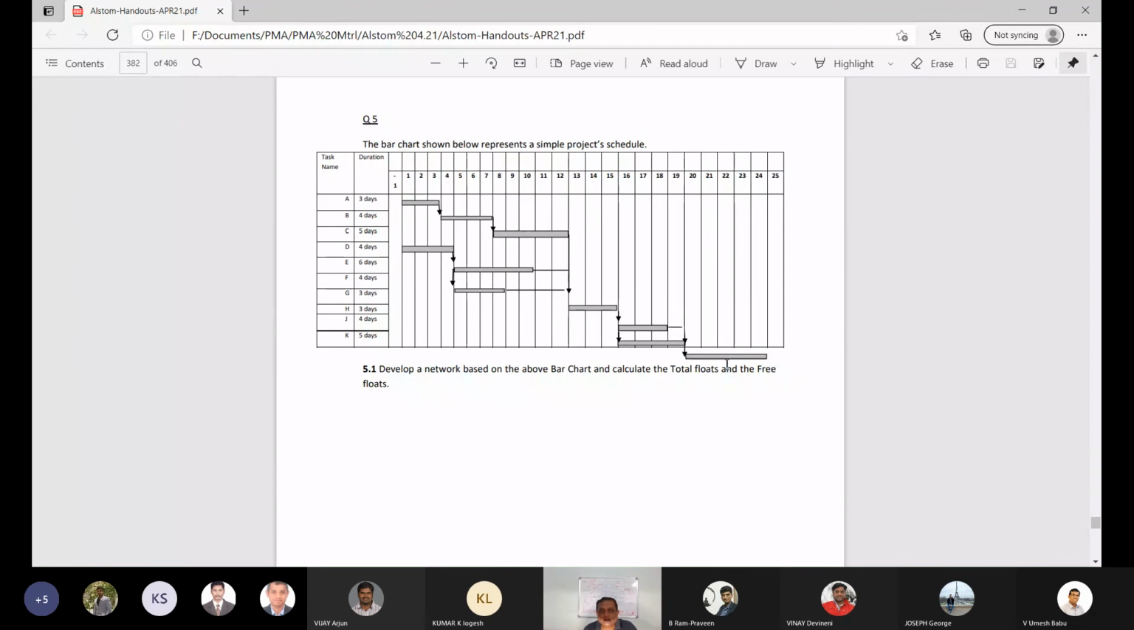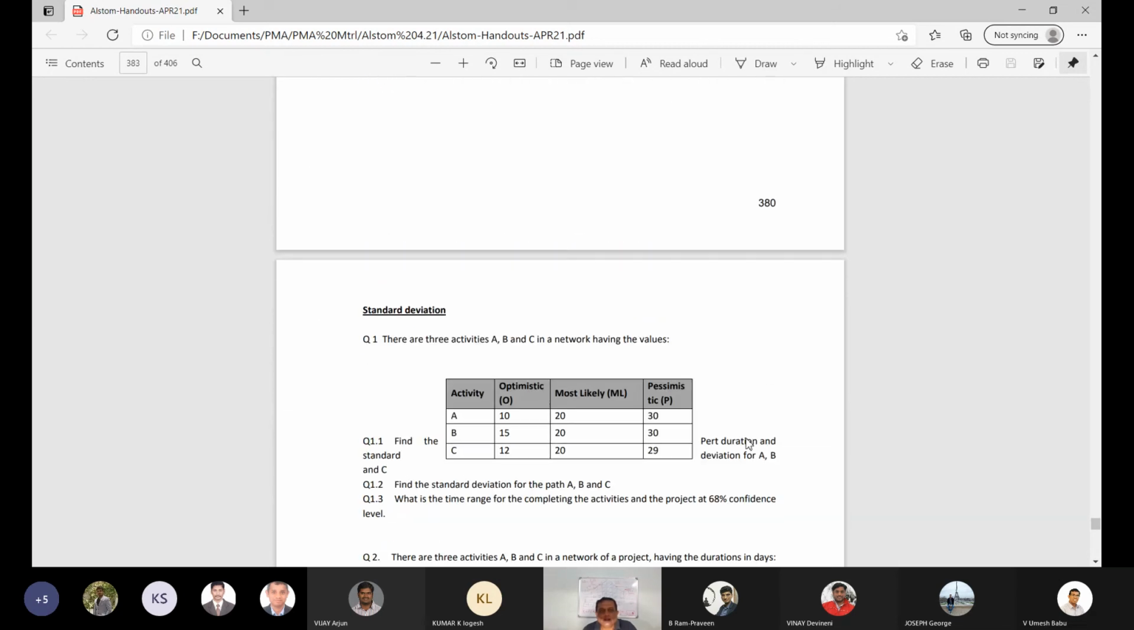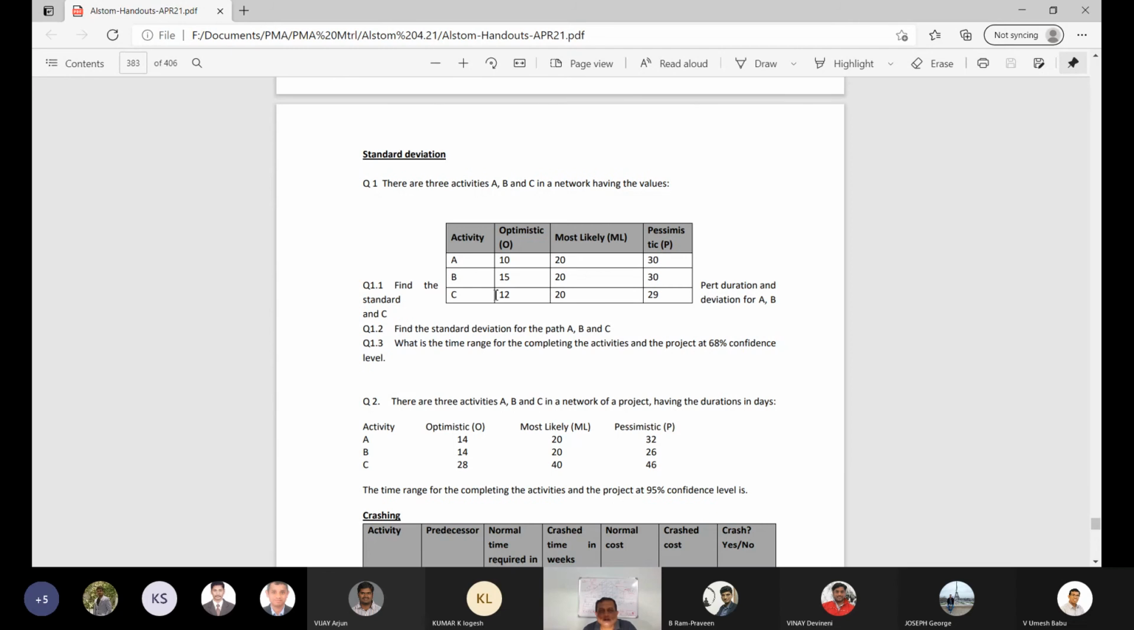This has shifted a bit. This printing, they have made a mistake. Anyway, but you can understand what it is. This is K. Then you have the standard deviation. This becomes the problem. Again, the formatting has gone bad. Anyway, so you have to find out PERT duration and standard deviation for A, B, and C, and what is the time range at 68% confidence level.